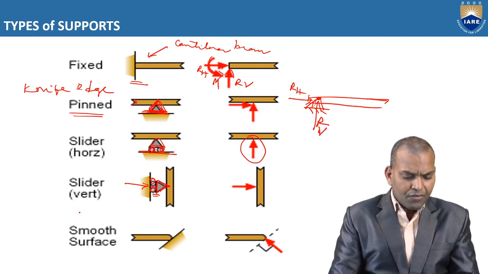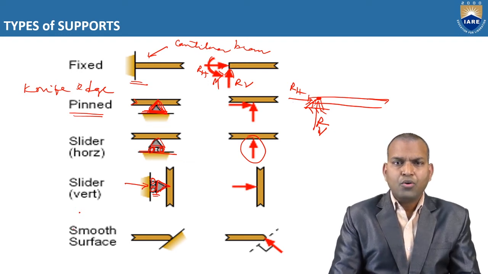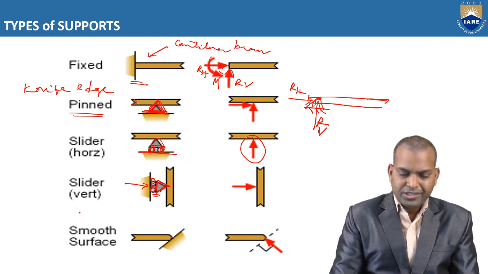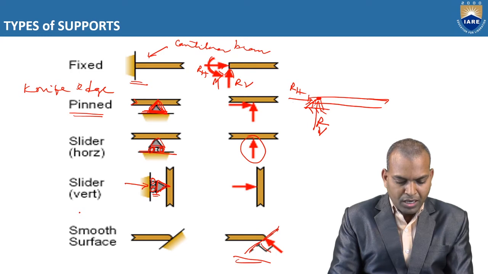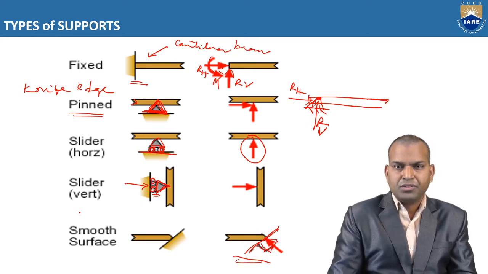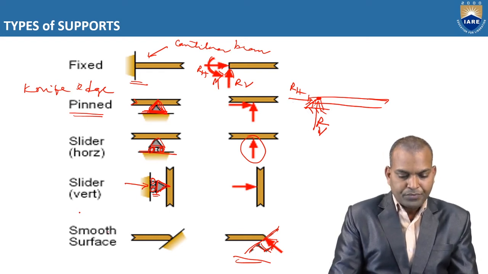Now, if there is a smooth surface, how will the reaction take place? We can see in this figure, for a smooth surface contact, the reaction will act normal to the surface of contact, on the body, on the beam.